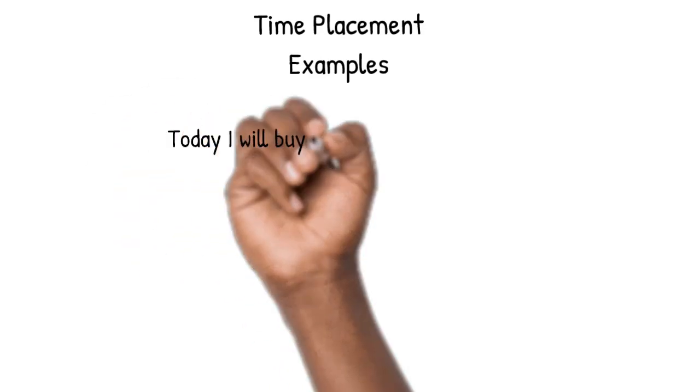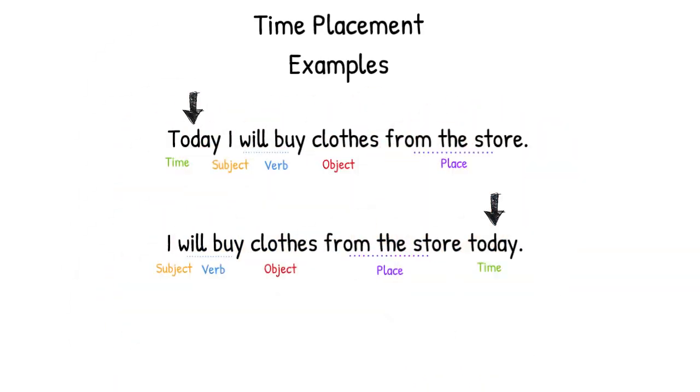Time placement examples. The first example has time in the beginning. Today, I will buy clothes from the store. In the second example, time is at the end. I will buy clothes from the store today.